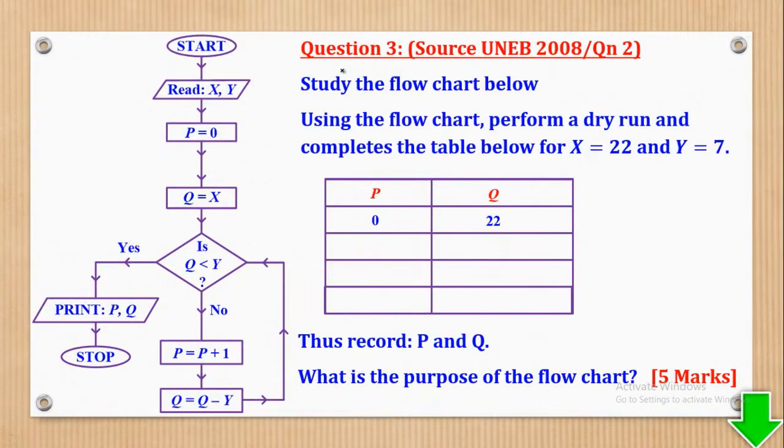So now we shall go to question 3, which came from UNEB 2008 paper 2 question 2, and it says study the flowchart below. So this is the flowchart they are meaning. Then they said using the flowchart, perform a dry run and complete the table below for x equal to 22 and y equal to 7. So it's the table they want you to complete. Then record P and Q, and then what is the purpose of the flow chart?